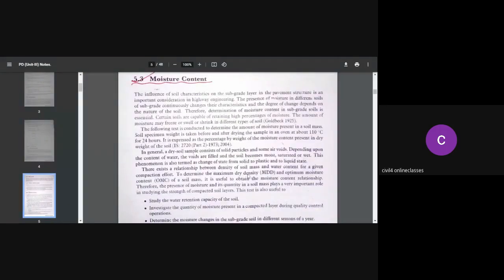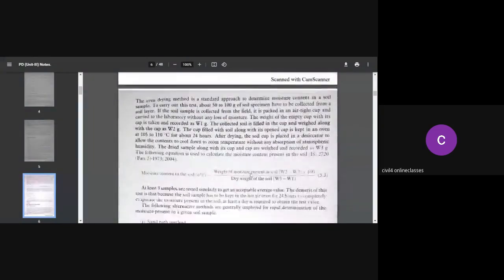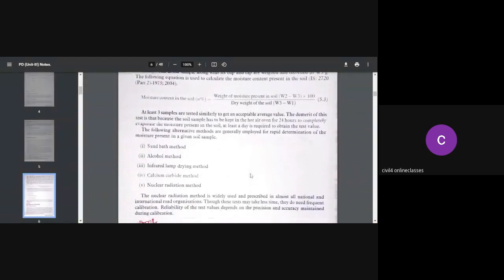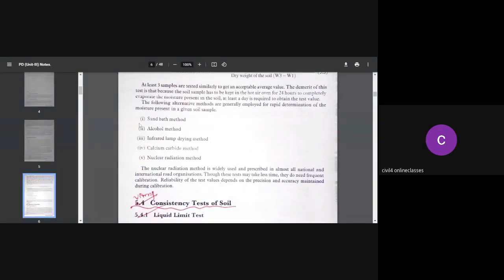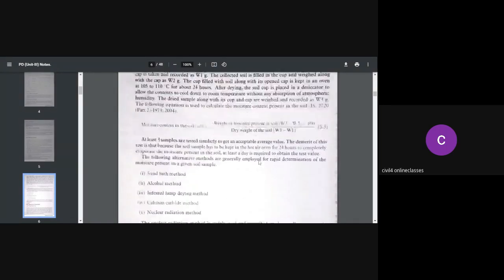Next one is moisture content. It is similar to what you have learned in your GT. For rapid determination of moisture content, we have many methods like sand bath method, alcohol method, infrared lamp drying method, calcium carbide method, and nuclear radiation method. Moisture content is the ratio of moisture present in the soil to dry weight. You determine it in terms of percentage, so into 100.